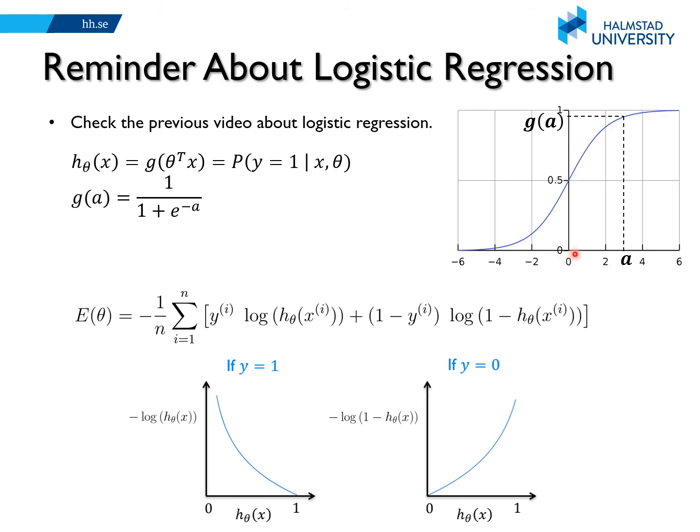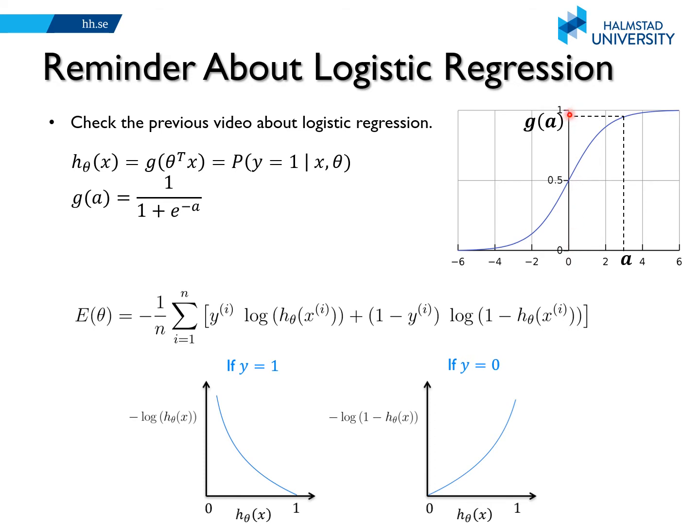So for values of theta transpose x which are positive, this function gives you an output between 0.5 and 1. And for values of theta transpose x which are negative, this function outputs values which are between 0 and 0.5. When theta transpose x goes to minus infinity, this function goes to 0. And when theta transpose x goes to plus infinity, this function goes to 1. So the output is always between 0 and 1.